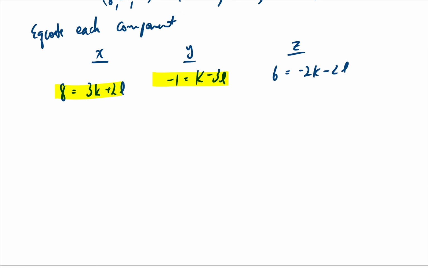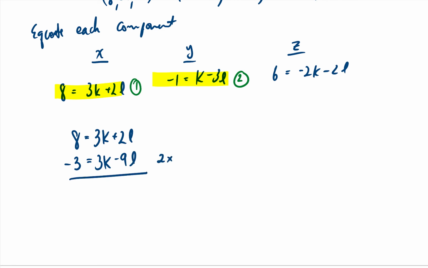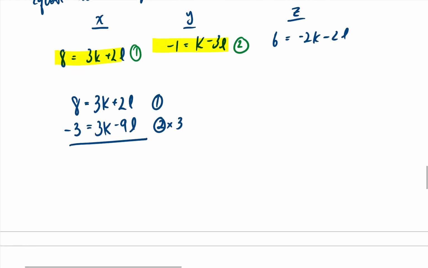And your choice, you can either use substitution or elimination. So I'm going to use elimination for this example. So let's call these equation 1 and equation 2. So I'm going to take equation 1, 8 equals 3k plus 2l, write it here. Using elimination, I'm going to take equation 2 and multiply it by 3. So that gives me negative 3 is equal to 3k minus 9l. So I took equation 2, multiplied it by 3. I just rewrote equation 1. Next, I'm going to subtract these two equations.